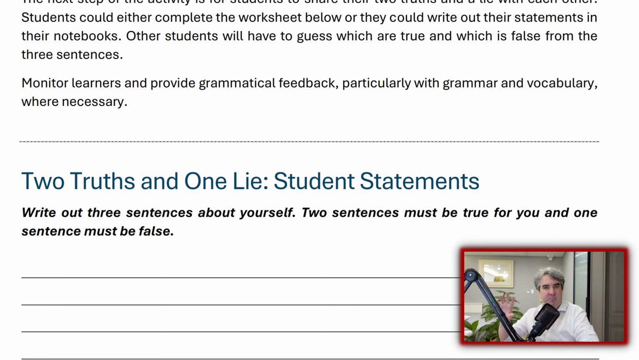The students then mingle with each other, guessing which statements are true and which one's false, and it just develops that rapport. It's very simple, very easy, and once you demonstrate to the class, they know exactly what to do.